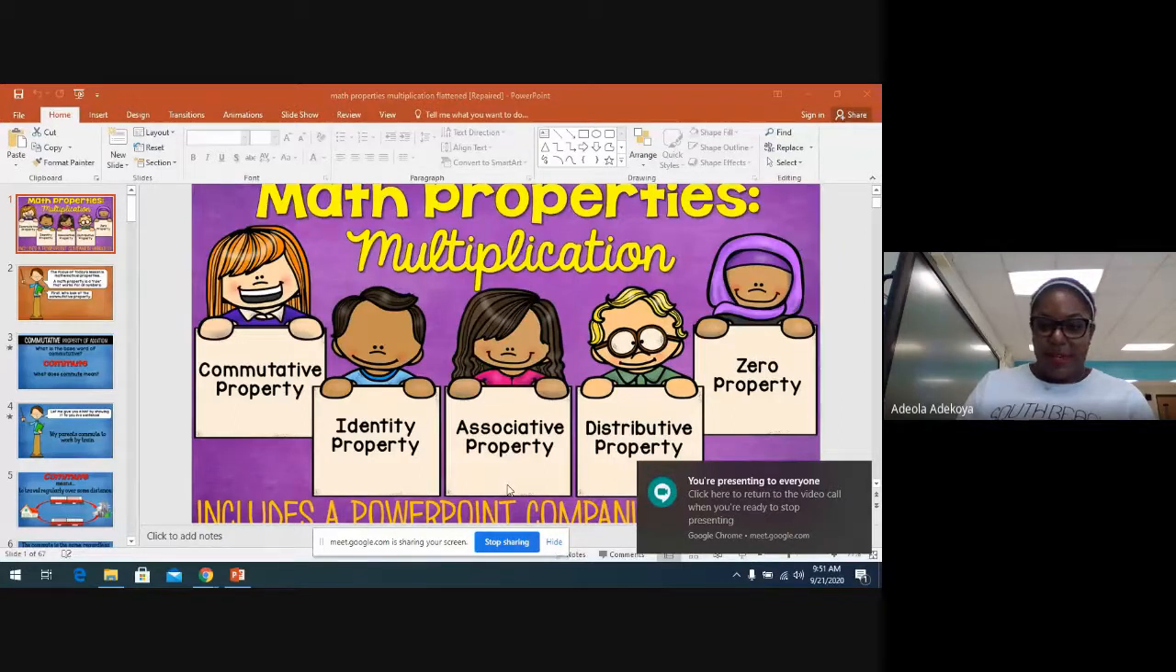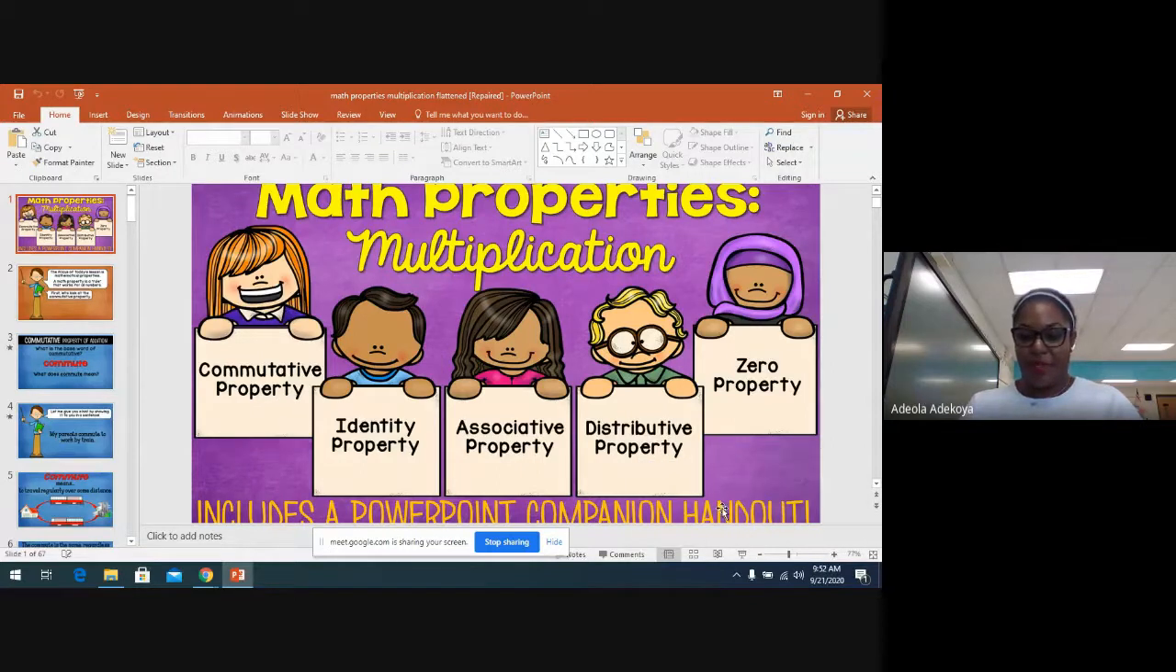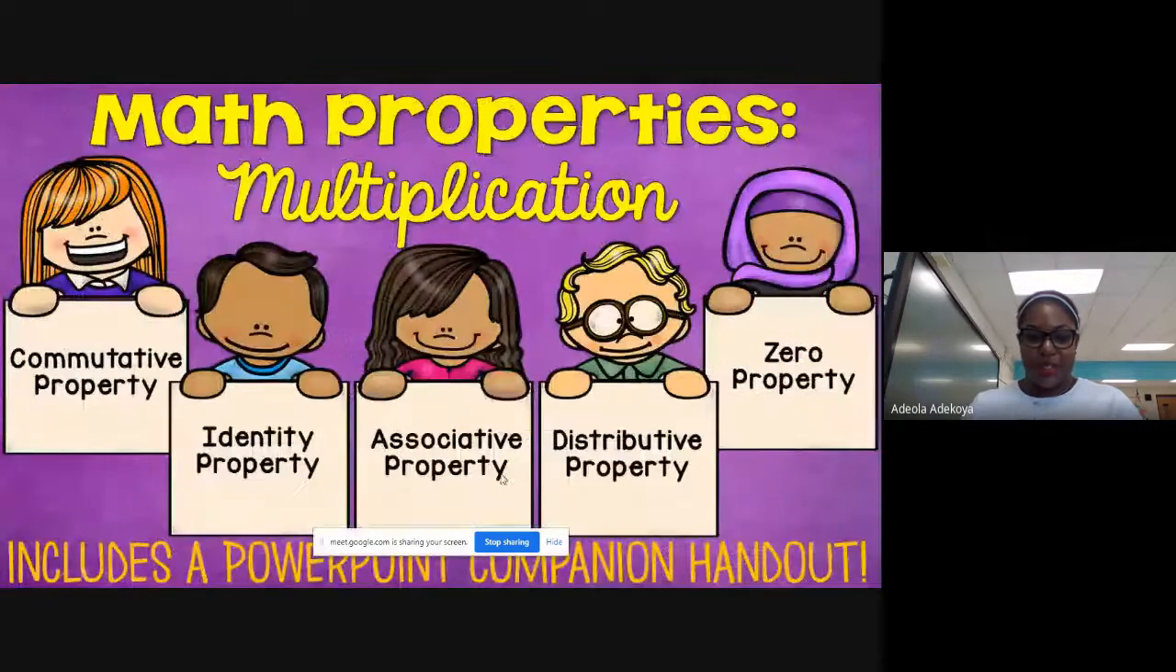All right, so today we're going to start off with math properties of multiplication. There are 5 different properties that we're going to learn. Today we're focusing on just 3: commutative property, identity property, associative property. And then tomorrow we would review all 3 and learn about the distributive property and the zero property.